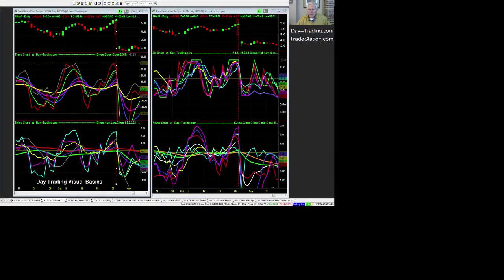I've switched over to the chart right now, and we're in a symbol called AKAM, and we're in September of 2015, and I've got it marked here. The zip chart and the power chart are on the right, as I normally always do, and the trend and the swing chart are on the left. And this symbol has dropped 14 bucks overnight.